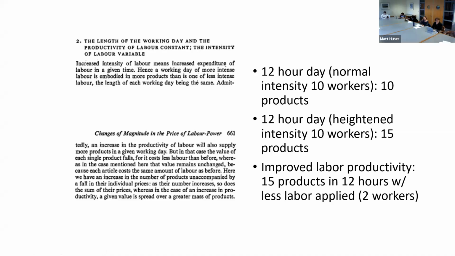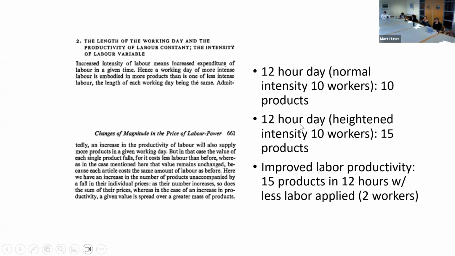And the fact that you have 10 workers working for 12 hours is a certain equality of the amount of labor time applied to the products. And therefore, in this case, the 15 products are going to have less value because they have a lot less labor applied, a lot less socially necessary labor, because there's only 2 workers involved now, because you have, let's say, a machine, or you have a really beautifully cooperative 2 laborers.